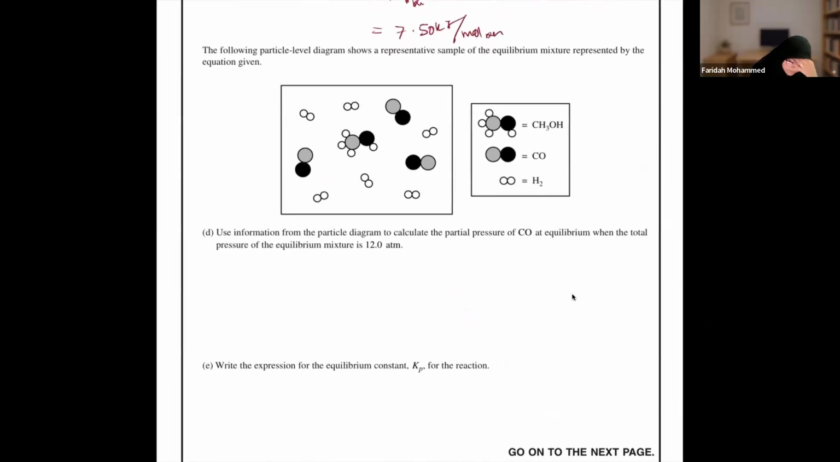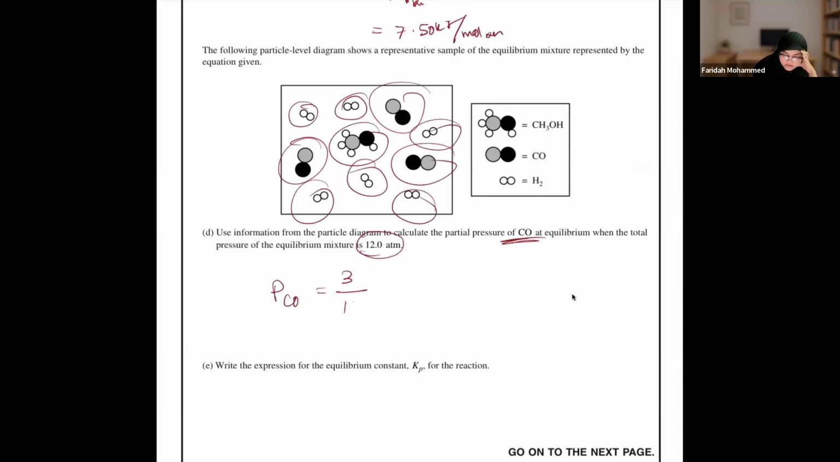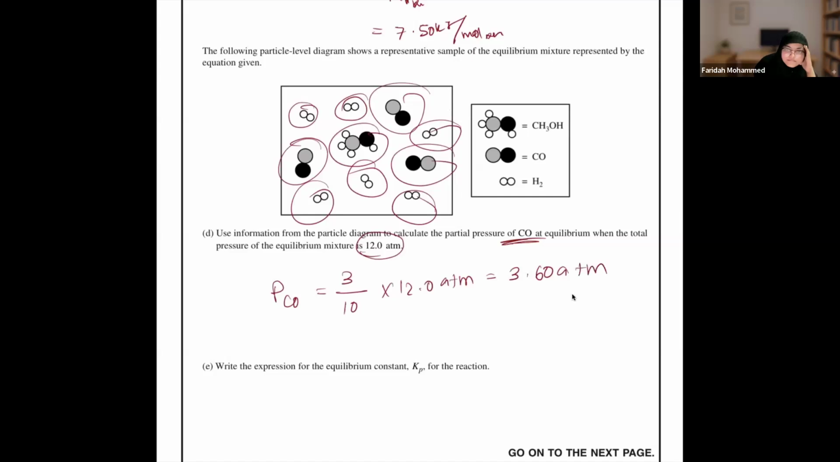Okay. Use information from the particle diagram to calculate the partial pressure of CO when the total is 12 atm. So we know that it's the mole fraction, right? So the partial pressure of CO is the mole fraction of CO times the total. How many CO do you have? 1, 2, 3, divided by 4, 5, 6, 7, 8, 9, 10, times 12.0 atm. And that gives you, what's that? 3.6 atm. Well, 3.60 atm.